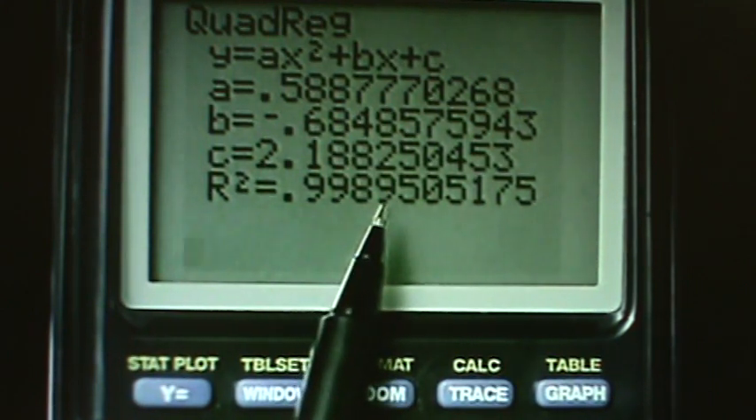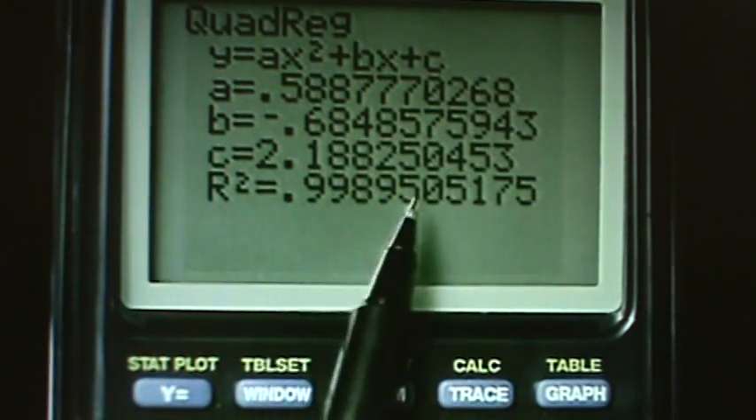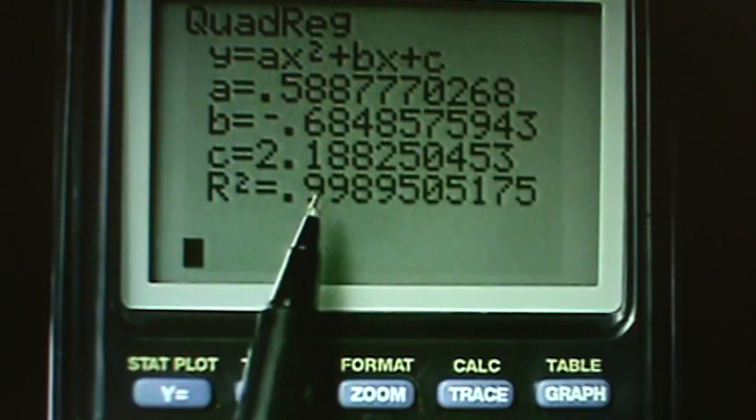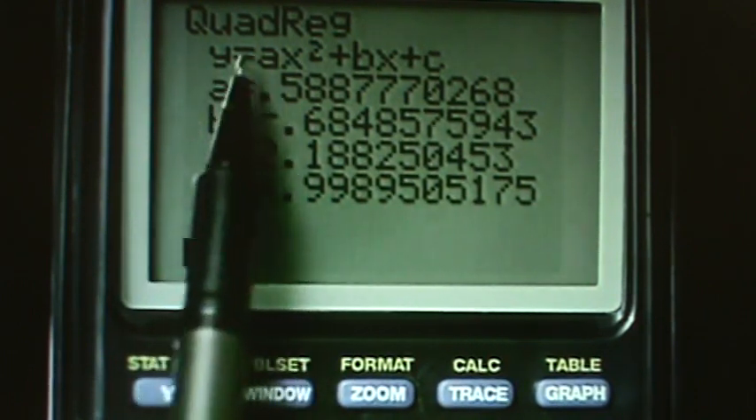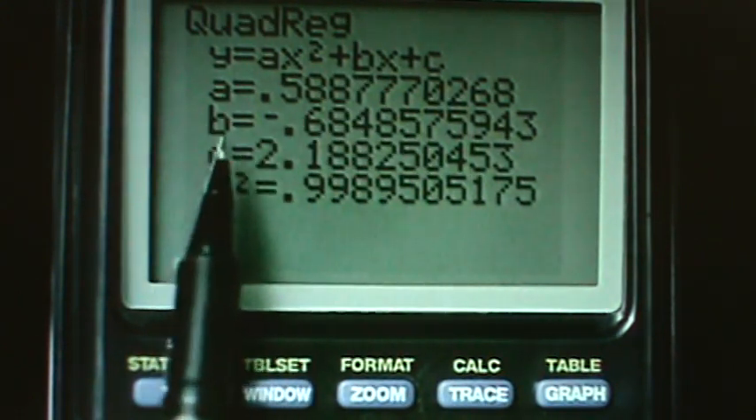Now, the one for the exponential regression was 0.9987, so this is a little bit better even to describe our data with an equation. And notice the equation is in the general form of the quadratic, and here's the value of a, b, and c.